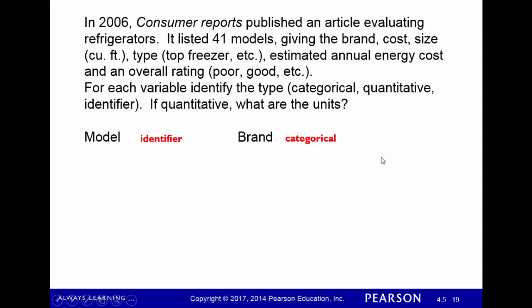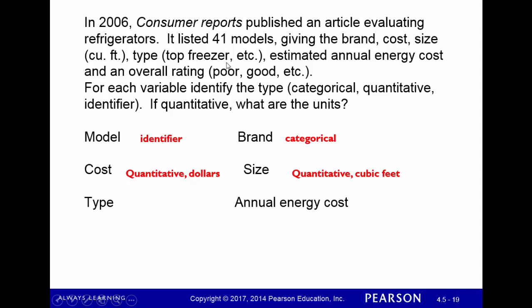And the brand is going to be categorical because probably when we think of brand, we may have more than one model from the same manufacturer. The cost is going to be a quantitative variable in dollars. The size is going to be quantitative, and the size is given in cubic feet. The type, top freezer, bottom freezer, etc., is going to be categorical. Annual energy cost is going to be quantitative in dollars.